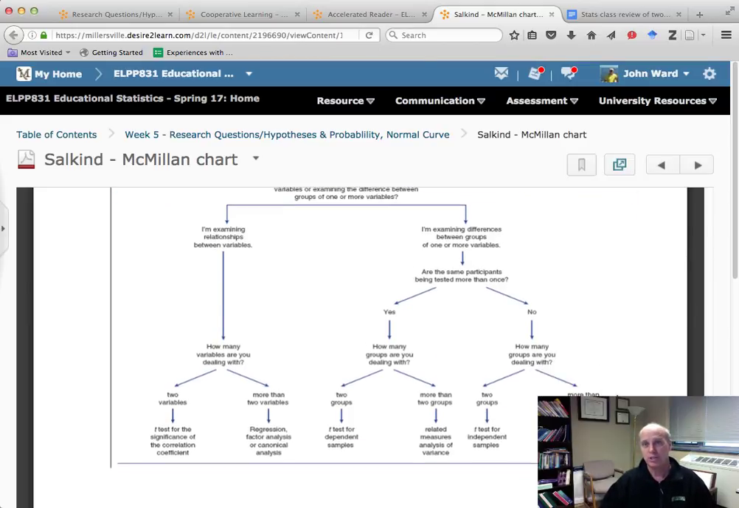So in the case of the cooperative learning article, for example, I think you'll see that they use an ANOVA. And that's another name for analysis of variance or simple analysis of variance. So what I want you to do, obviously now I've told you the answer, but look back through this chart and see if it makes sense, that selection of a statistic based on this chart. And likewise for the accelerated reader.